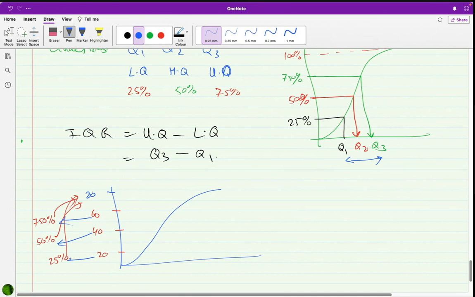Sir, why did you subtract Q3 with Q1? I forgot. Sorry, which subtraction, Sir? The upper one, the Q3 minus Q1. That is the interquartile range? Oh yes. Okay.